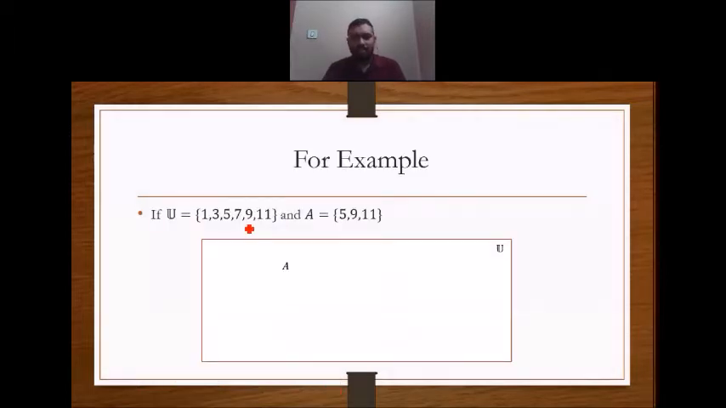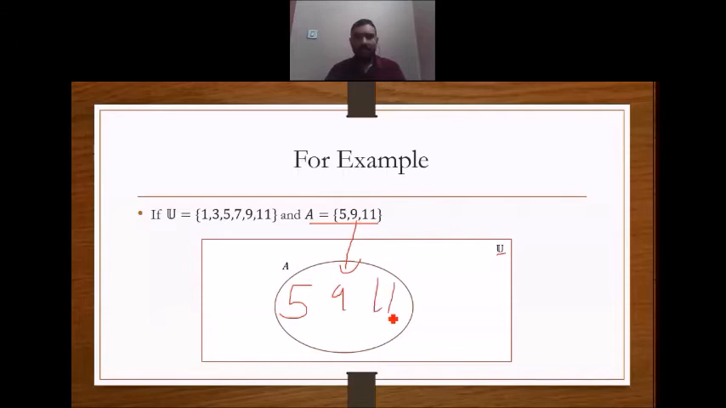Next, we shall take one example. Let the universal set be 1, 3, 5, 7, 9, 11. Set A is 5, 9, 11. So what we have to do is represent this set A and the universal set. We have already drawn one rectangle indicating the universal set, and we have drawn the symbol here. Next we have to draw the set A, so we use a circle. What elements are there inside A? 5, 9, 11. So put those elements inside this set.